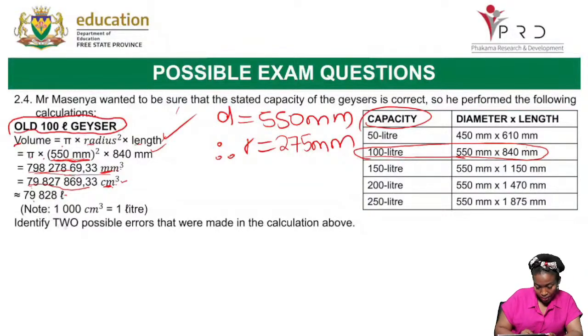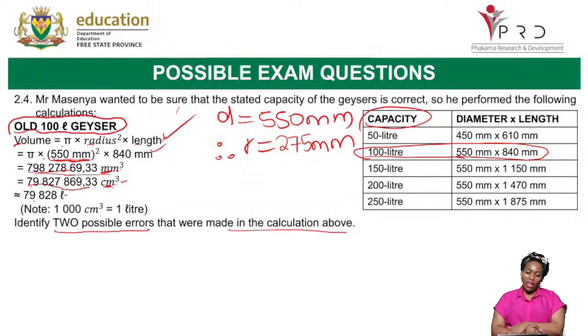So the question is, identify 2 possible errors that were made in the calculation above. I want you guys to look at this and try and identify any two mistakes that you think Mr. Masenya performed while he was doing these calculations. The first mistake is that he did not use the radius. He substituted what? The diameter instead of the radius. That is mistake number one here.